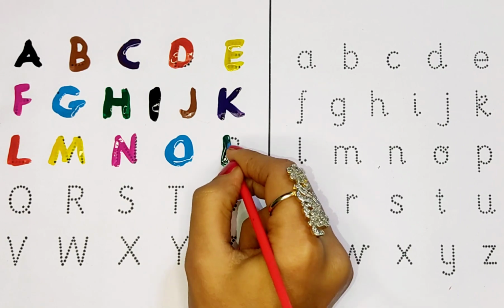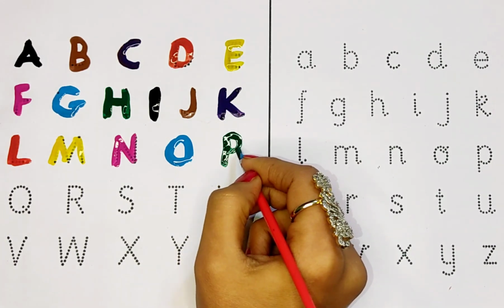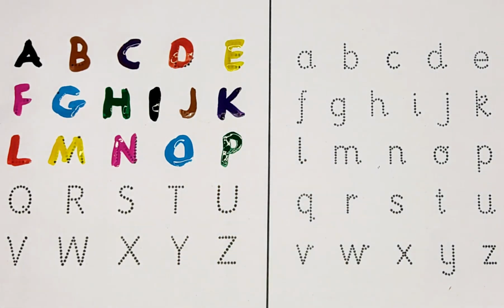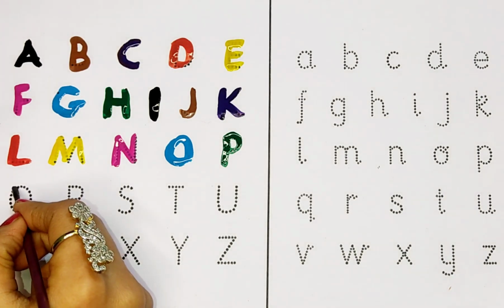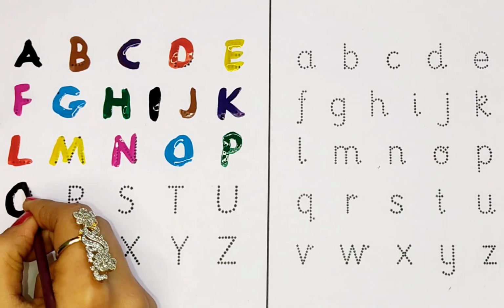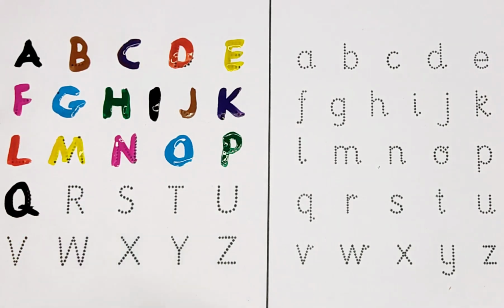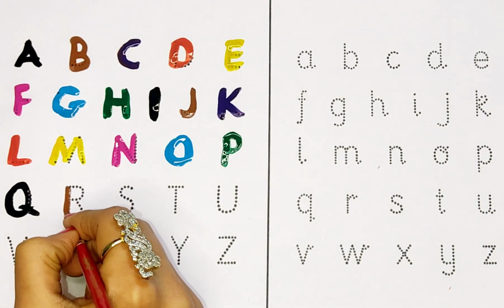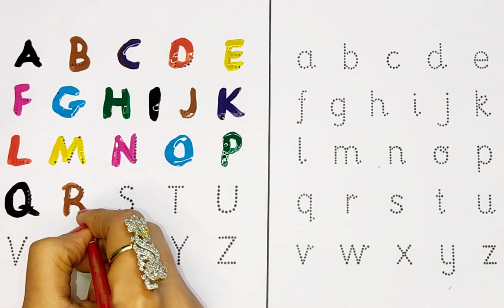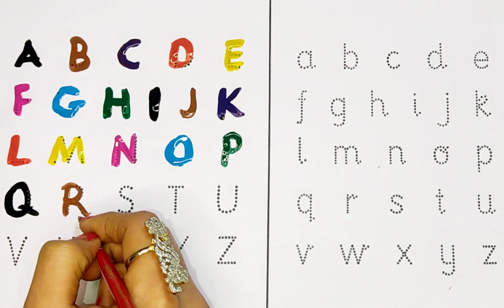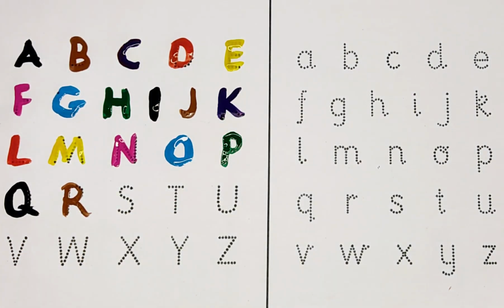P. P for parrot. P for pink color. Q. Q for quiet. Q for queen. R. R for rose. R for red color.